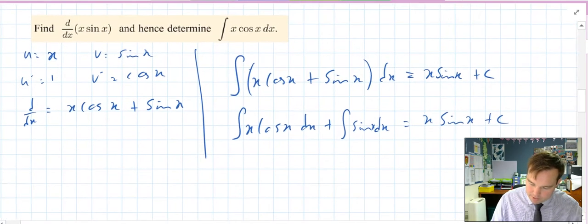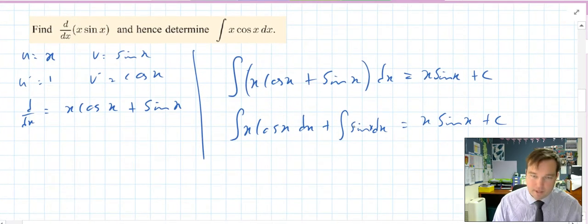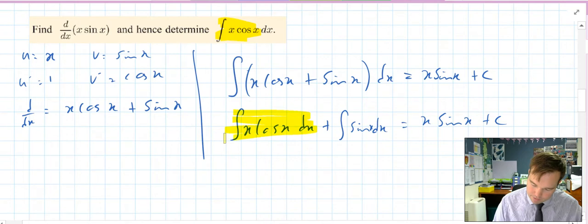Now, the reason we've done that is because there's a plus there, we can split it in parts like we saw in the previous video. And the cool thing here is we've been asked to integrate x cos x. After our split, we've got this here. We're integrating x cos x dx.